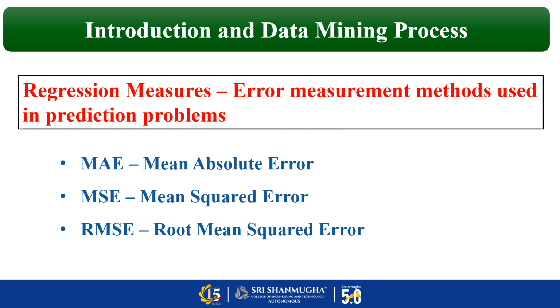So MAE means the average of absolute errors between predicted and actual values. MSE means the average of squared errors. Large errors are penalized more. And RMSE means the square root of MSE, so it is easy to interpret. I can give you an example, like predicting student marks using previous exam scores.